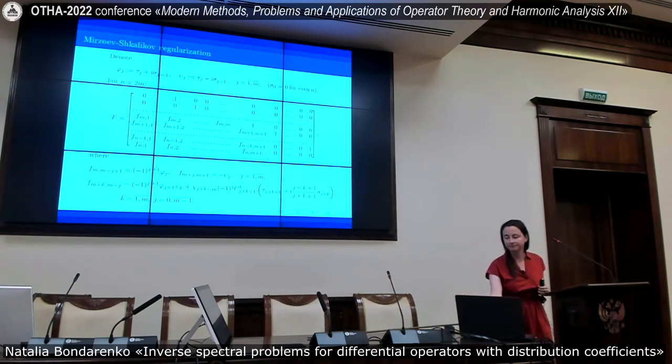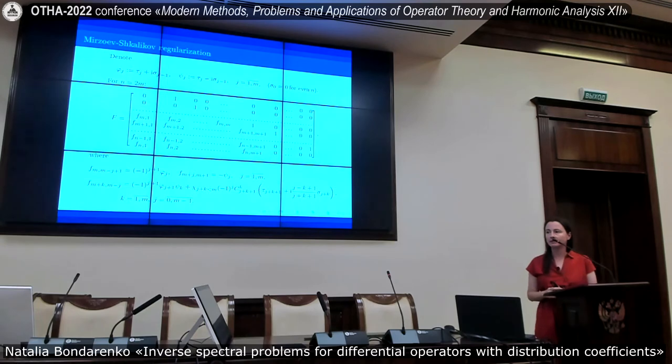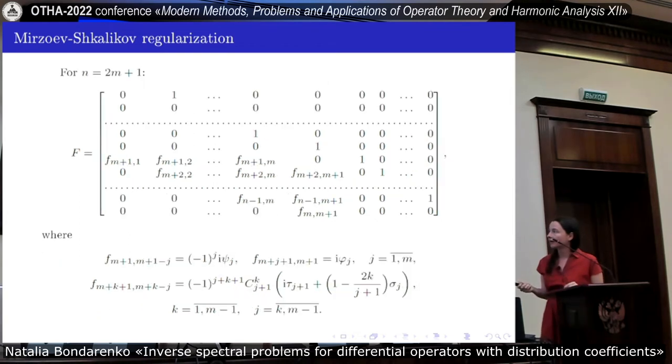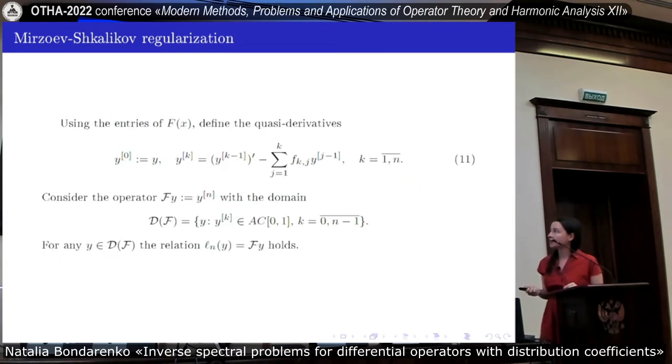We have this product, and that's why for even order we consider L2, and for odd order L1. Then, by using the entries of f at x, we define the quasi derivatives by formula 11, and then consider the operator f, which is the nth quasi derivative, with the domain. The quasi derivatives from 0 to n minus 1 are absolutely continuous.